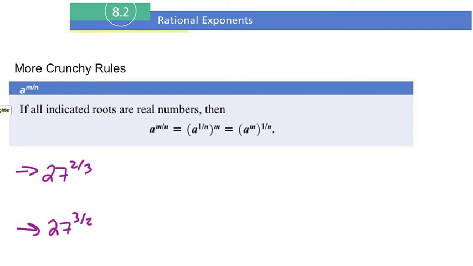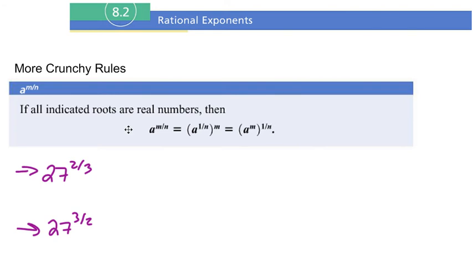All right, let's see some more crunchy rules here. Specifically this one, if we have a to the power of m over n, there are two ways that we can write these, and these all have an equal sign because they're all equivalent. So a to the power of 1 over n, quantity to the power of m, is the exact same thing as a to the power of m, all raised to the power of 1 over n.